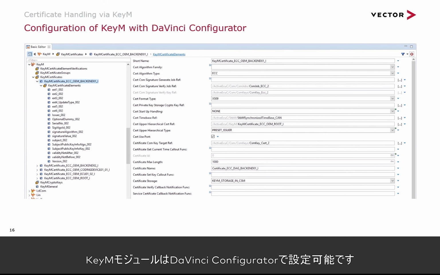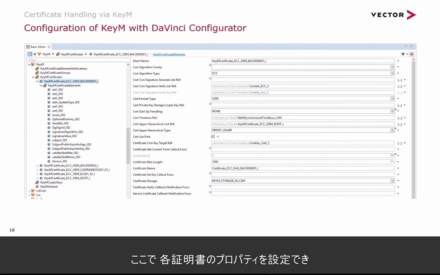As always, the KeyM module is also configurable via DaVinci Configurator. So you see here that you can configure the properties of each certificate and then also configure the properties of the individual certificate elements of each certificate.